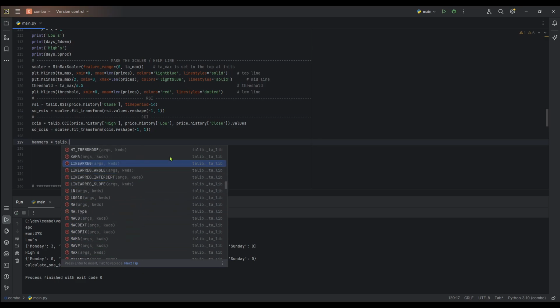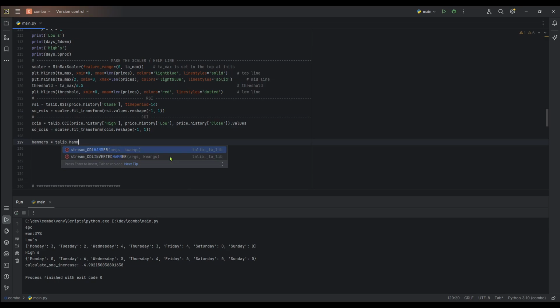But let's start with that hammer part, and let's see. So the hammer is one candlestick which you can use to signal some uptrend coming. So that's what we're going to use today.